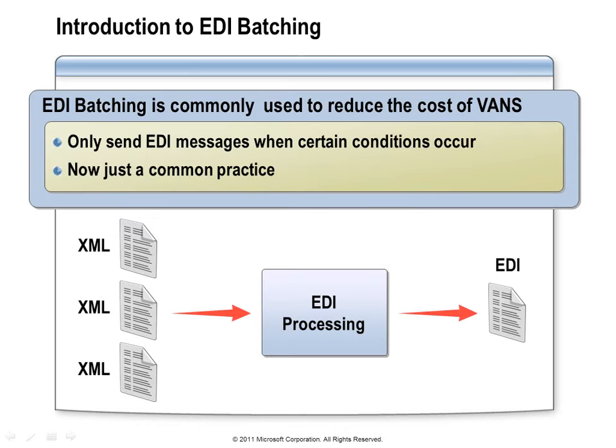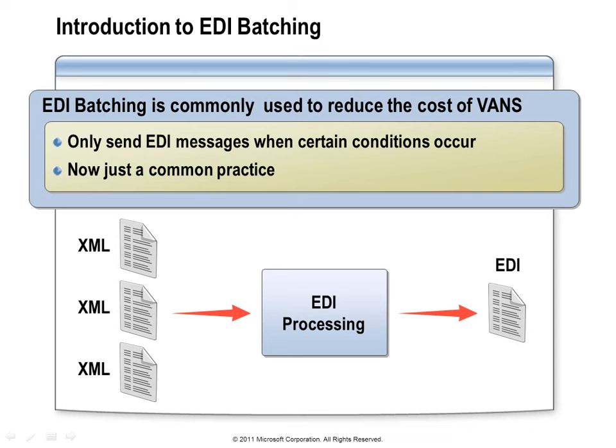It used to be that many companies relied on VANs or value-added network providers to do a lot of their EDI processing. They didn't have a lot of the capabilities in-house that we have today with BizTalk. And those value-added networks provided services and charged based on the transactions. And so it was very common to group up documents and batch them up to reduce the cost of doing that. Today, it's just become a common practice that people expect in many scenarios to have messages batched.